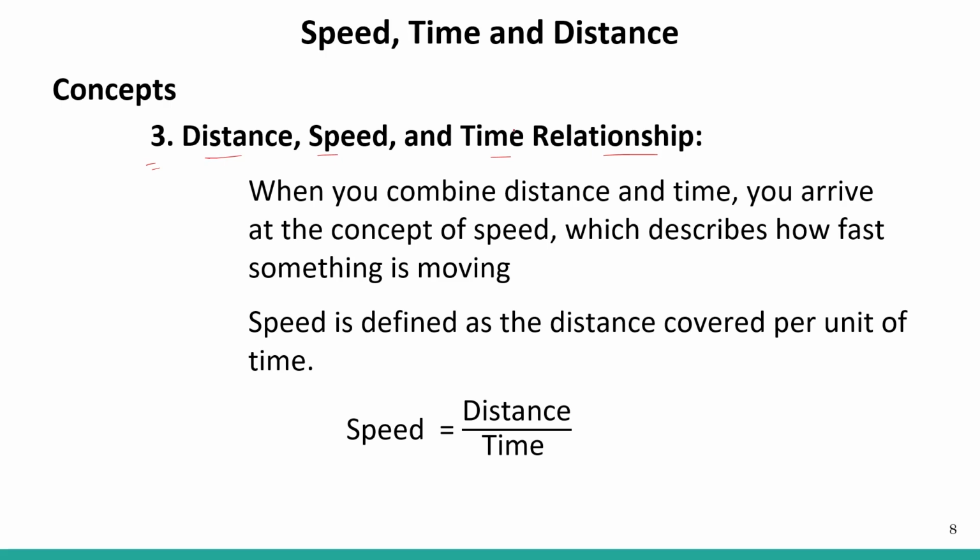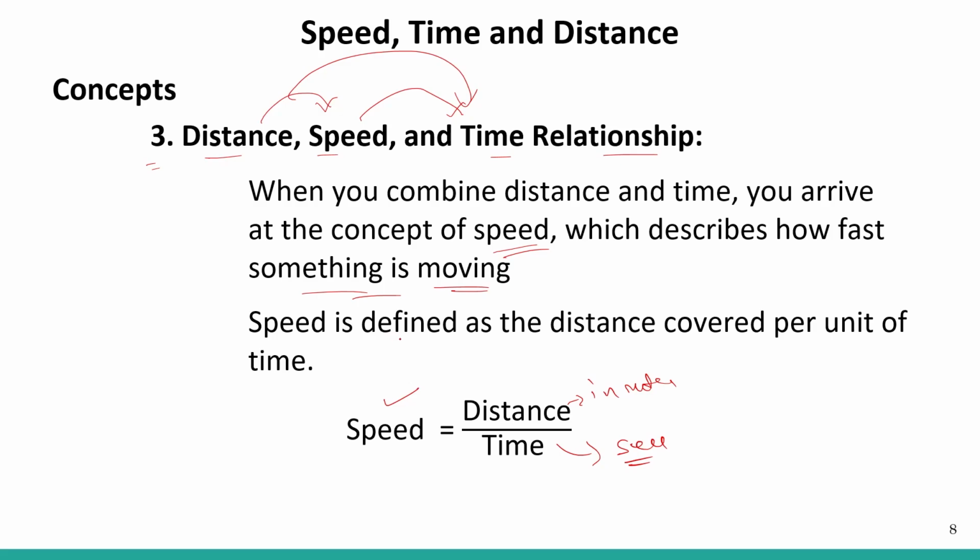Let's go forward with the third concept, that is the distance, speed and time relationship. What is the relationship between these three? It is represented by this formula: speed is equal to distance by time. To calculate speed, you need distance in meters and time in seconds. When you combine distance and time, you arrive at the concept of speed, which describes how fast something is moving or happening.